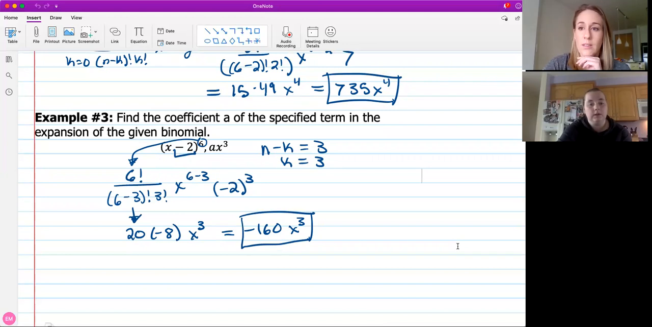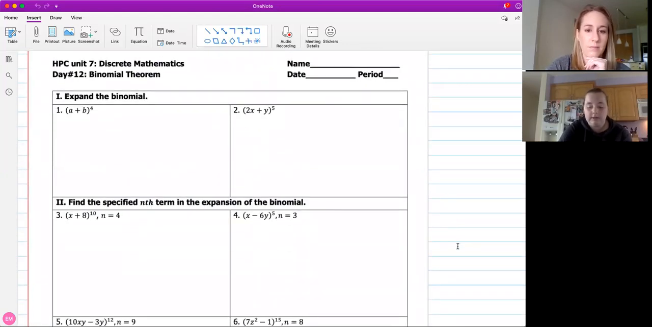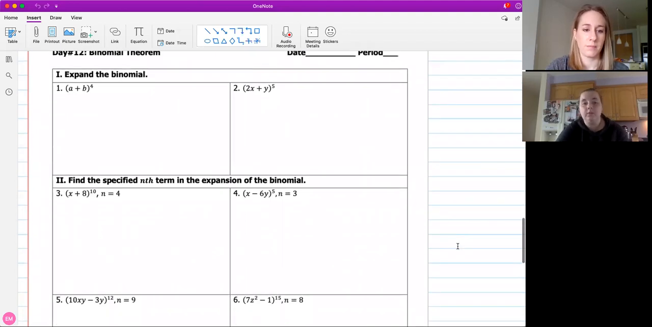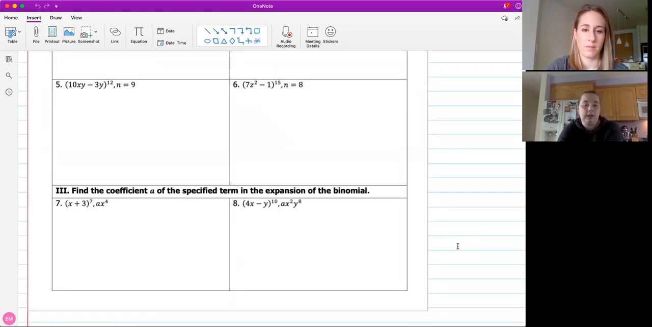Okay, that's all the examples I have for you guys. This is your homework for tonight. It's pretty much what we just talked about. Expanding the binomials, finding the specified nth term in the expansion of the binomial, and then finding the coefficient a of the specified term in the expansion of the binomial. I think just like last night, because I did an example of all of these, I'm going to leave you guys to practice these.